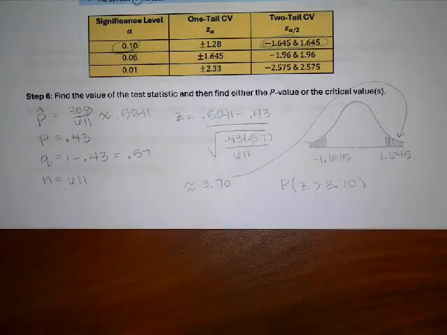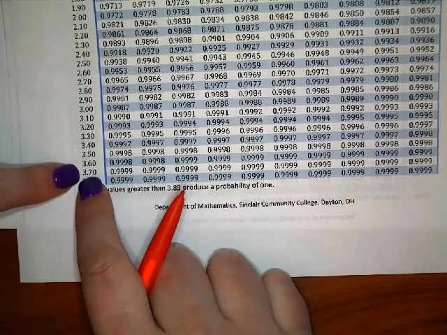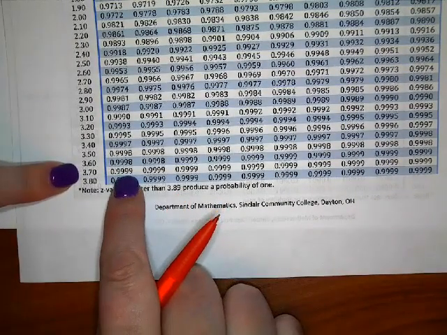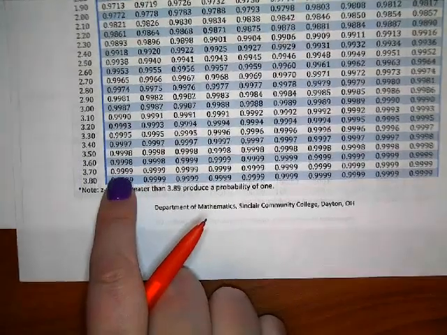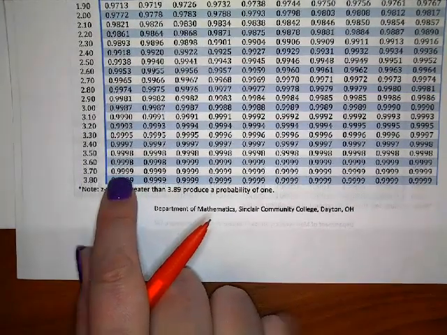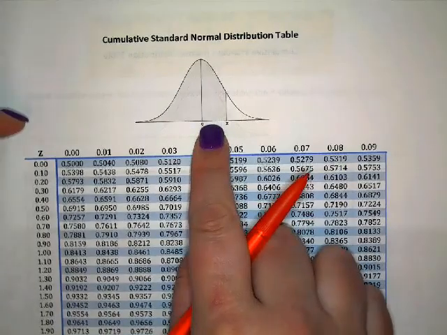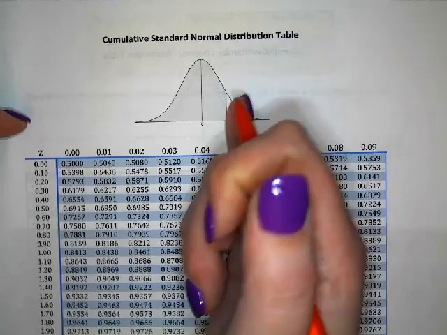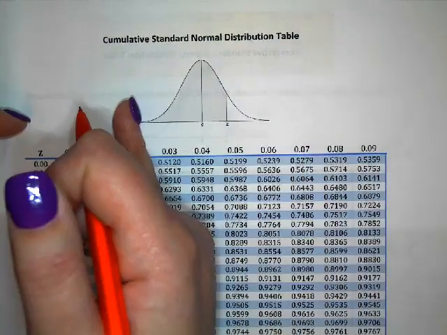And I'm going to look and see what a z-score of 3.70 is. It is 0.9999. Now, this probability, the probability that you get this z-score, is always the area from the left. It's always less than that z-score. The probability that you get something less than that z-score is 0.9999.